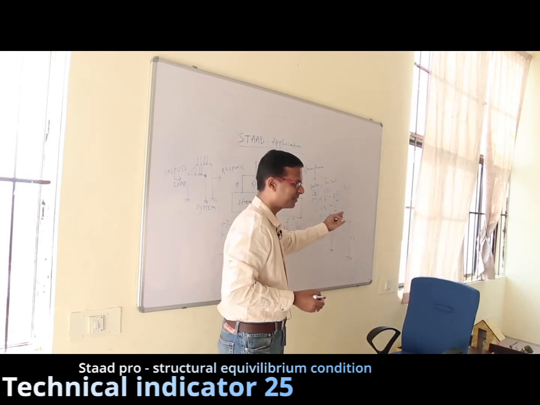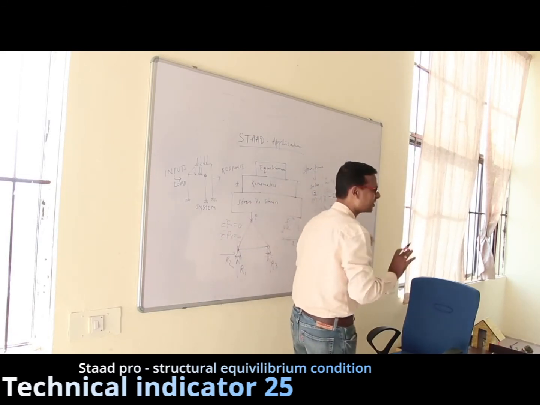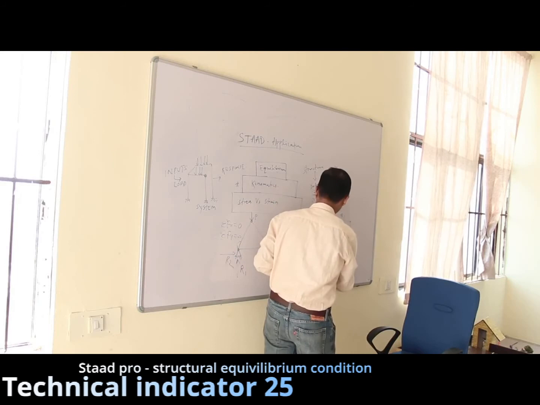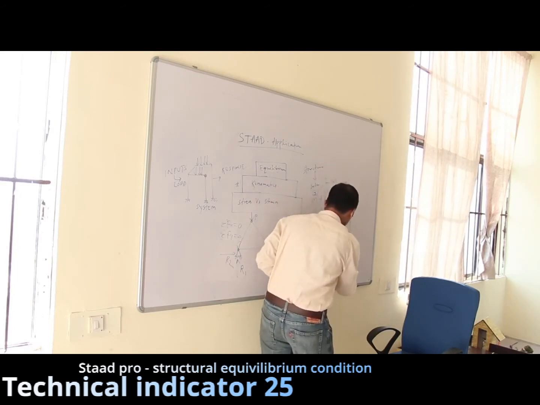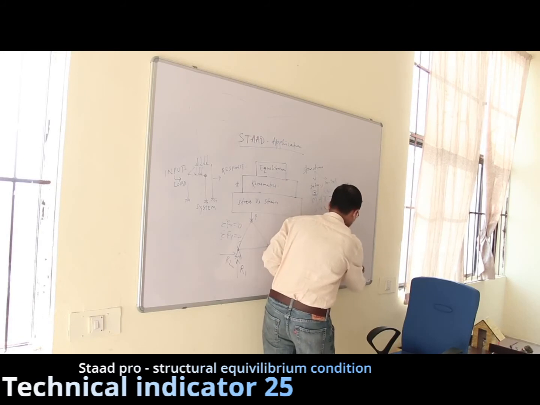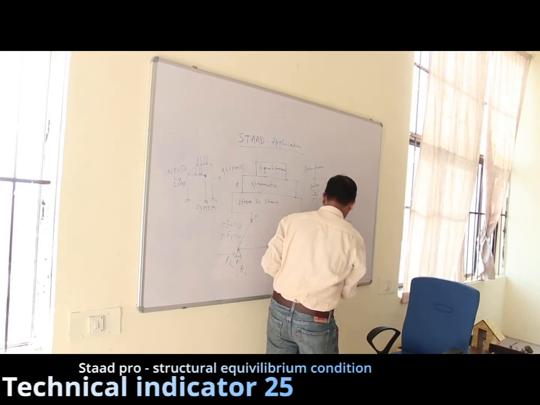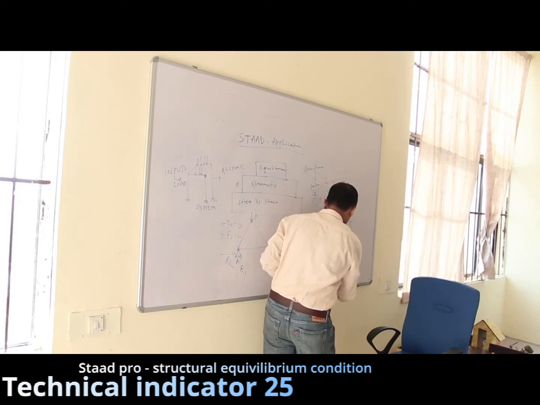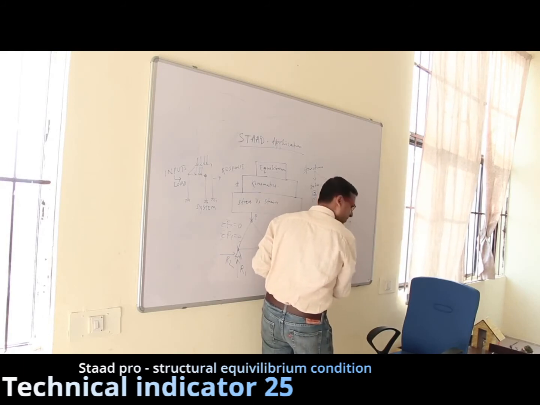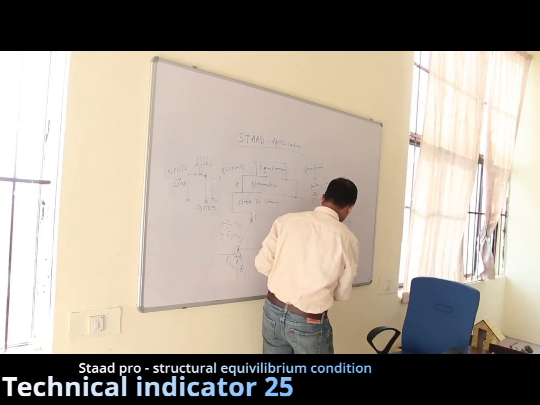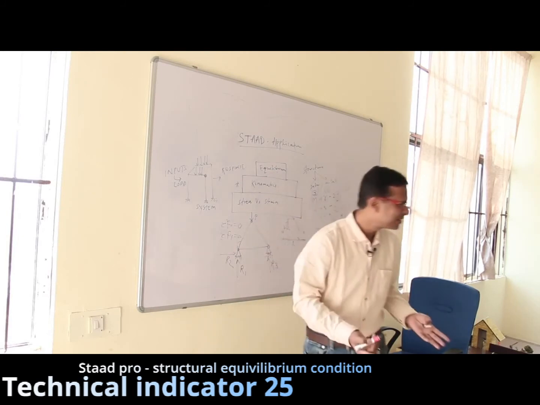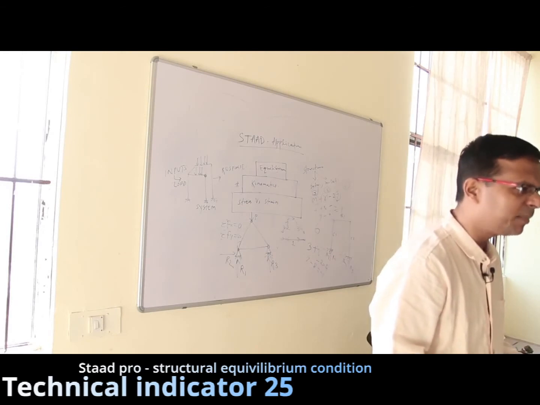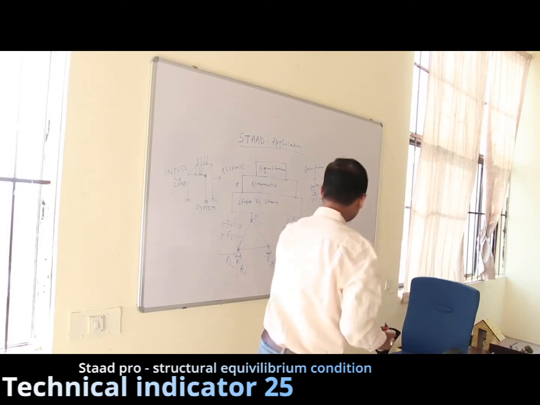Most people make a mistake here. If you go for m plus r minus 2j, you will see one peculiar thing. Let me show. Members, how many? 1, 2, 3. Plus reactions, reaction 1, 2, 3, 4, so plus 4, minus 2 into joints, 1, 2, 3, 4. So 3 plus 4 is 7, minus 8 equals minus 1. How peculiar. Minus 1 means this structure is not stable. But typically if you see the structure, it is stable.